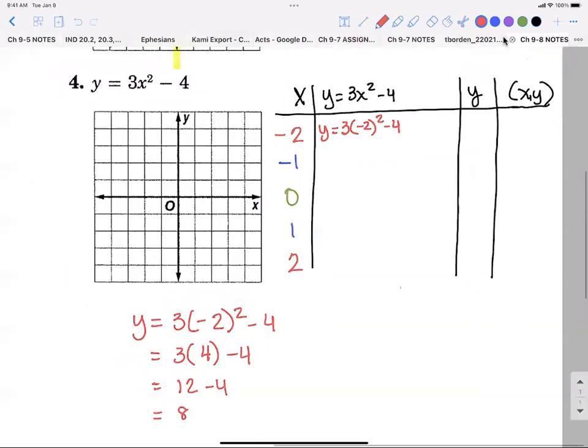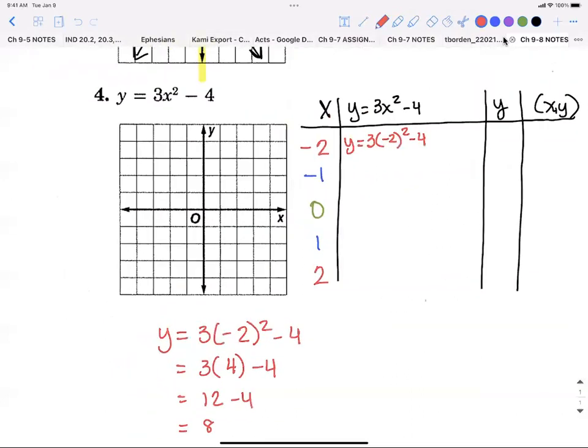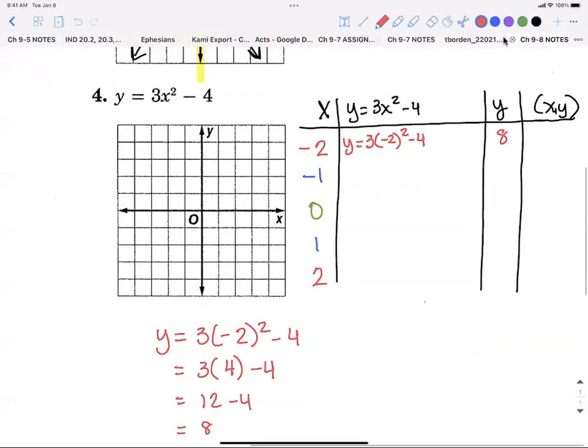12 minus 4 is 8. So I'm going to come back here in the Y spot and I'm going to put an 8. And I'm going to write the ordered pair, negative 2, 8. Okay, now I'm going to do negative 1. Y equals 3 times negative 1 squared minus 4.